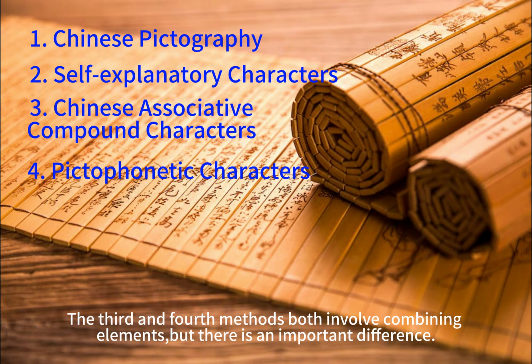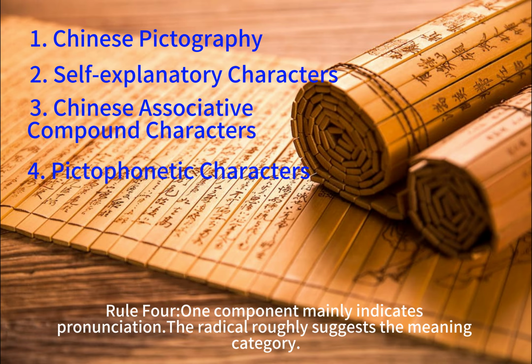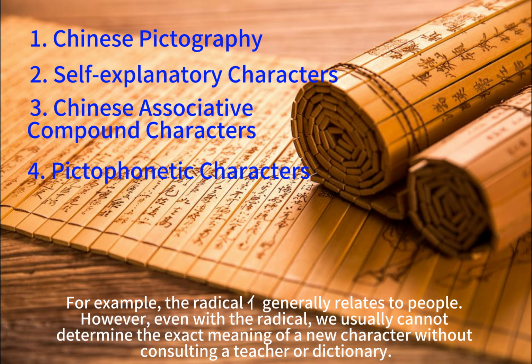The third and fourth methods both involve combining elements, but there is an important difference. Rule 3. Every component contributes meaning. The resulting character usually has a completely new pronunciation. Rule 4. One component mainly indicates pronunciation. The radical roughly suggests the meaning category. For example, the radical generally relates to people.